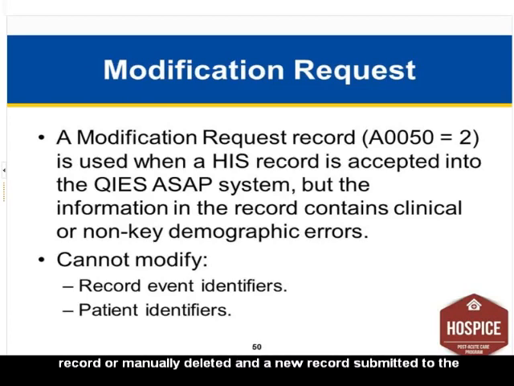Items that cannot be corrected with a modification request are record event identifiers and patient identifiers, and I'll share a list of these specific items with you shortly. To make record event identifier and/or patient identifier corrections, you must complete an inactivation request record for the incorrect record and create a new record with correct information, and we'll talk about that shortly as well.